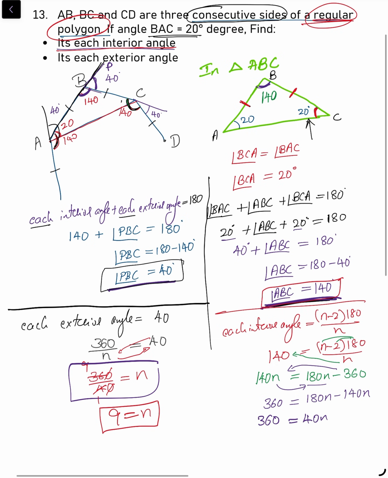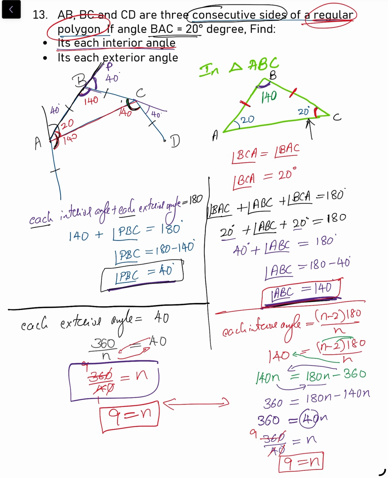So if you calculate it, 360 by 40 equals n, because 40 I'm shifting to the other side, it will divide. If you calculate it, 0, 0 get cancelled, 4 nines are 36, so once again the n value comes to 9, whichever formula you apply to find the number of sides. They didn't ask in this question, but in the exam it may come. Thank you.